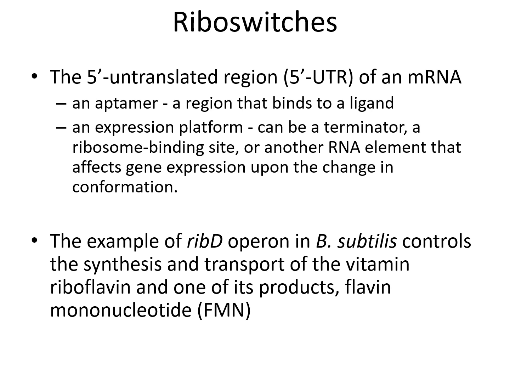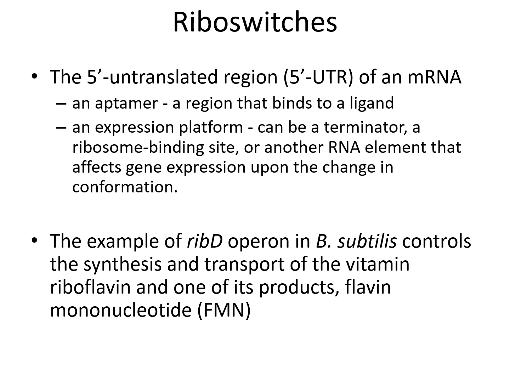For example, the RibD operon in Bacillus subtilis controls the synthesis and transport of the vitamin riboflavin and one of its products, flavin mononucleotide, FMN. And the rib operon contains a conserved element in their 5' untranslated region known as the RFN element, which is an aptamer. There are two alternative conformations of the RFN element, anti-termination and the termination conformation.